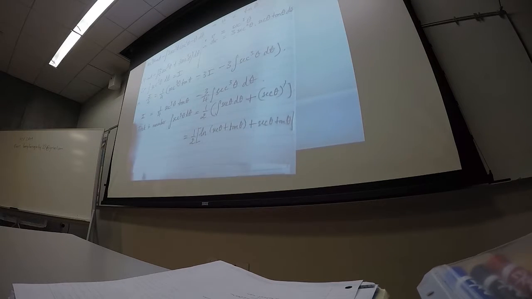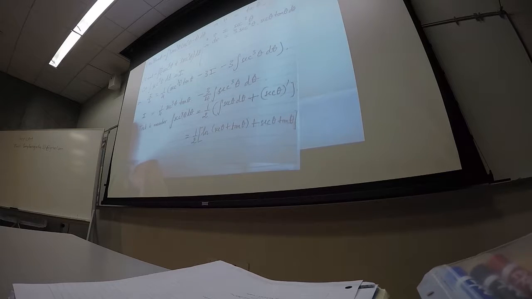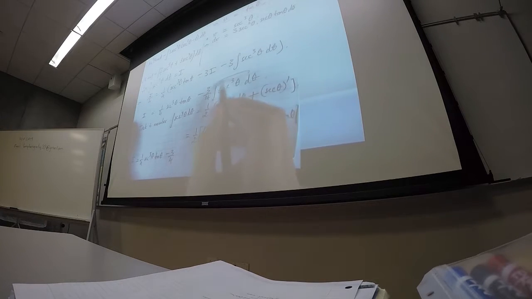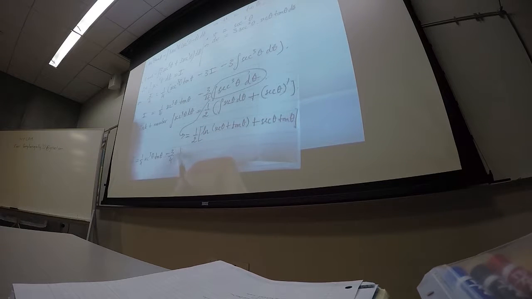So now we just put it back in. Okay? So therefore, I is equal to 1/4 secant squared theta tangent theta minus 3/4. We say this thing is just equal to that thing, right? 1/2 ln of secant theta plus tangent theta, plus secant theta times tangent theta, right?